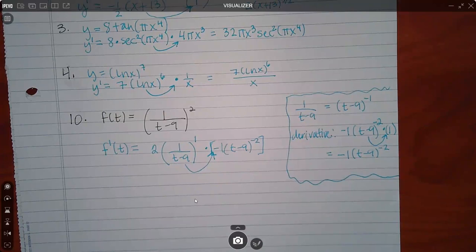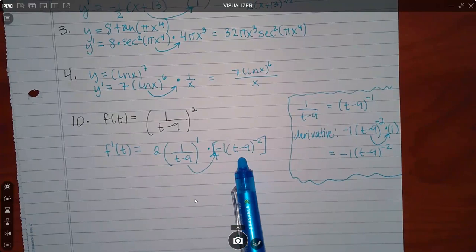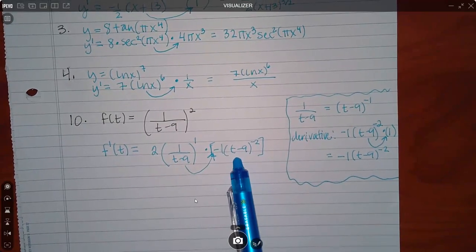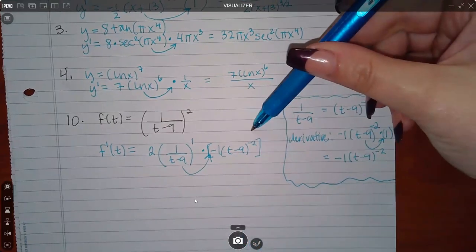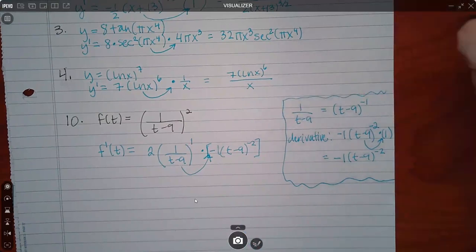Is this the same as what I have over there? Is this fraction the same as this derivative? So -1 over t minus 9 squared. It is, right? It's just with the bottom written as a positive, a negative exponent here on the paper, right? So they are the same. So you could choose how to do that derivative.